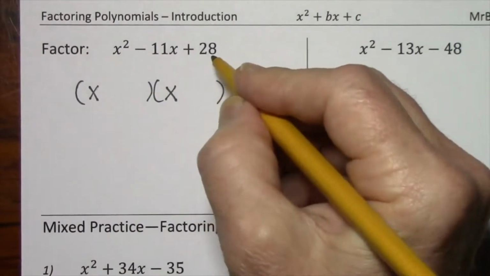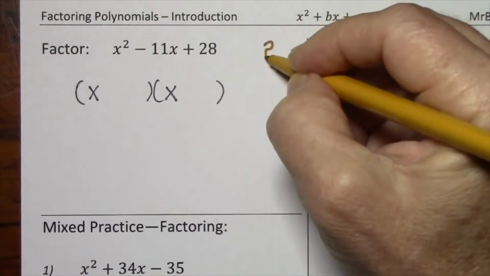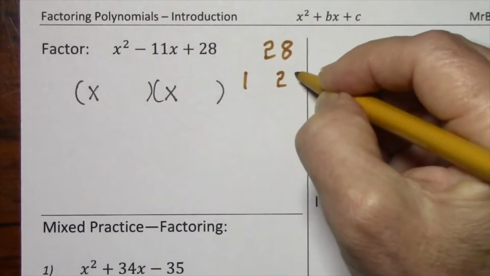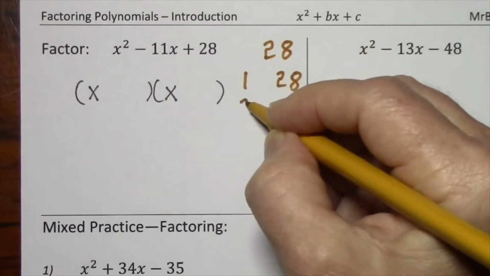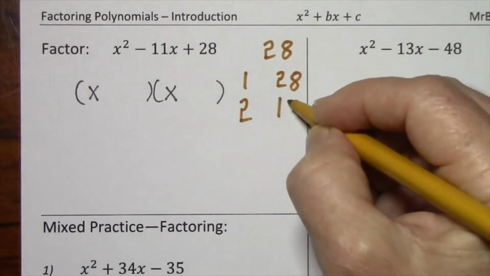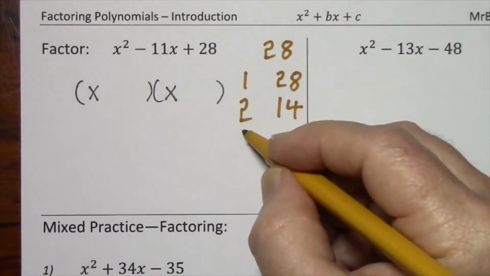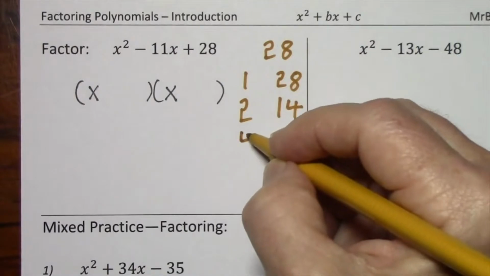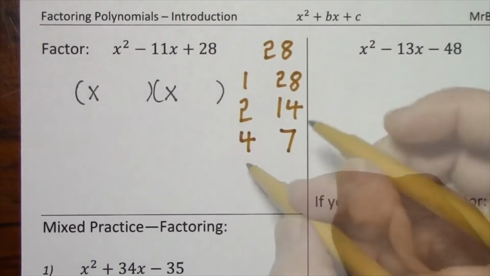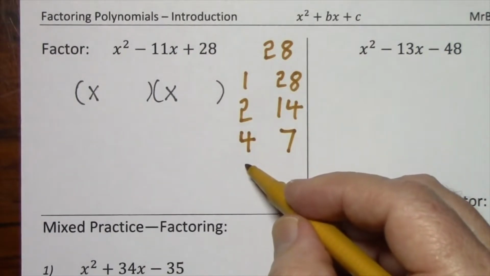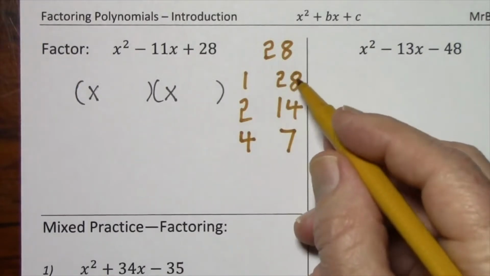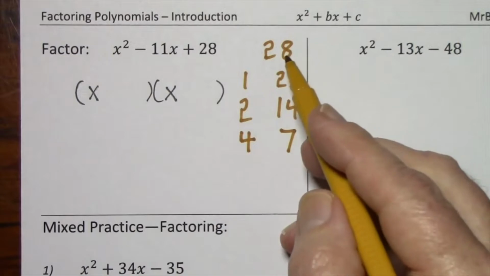For the 28, if you list the factor pairs, three won't go into 28, but 4 will. 6 won't work, and once you get to 7, you've already done that. So here are all the factor pairs of 28.